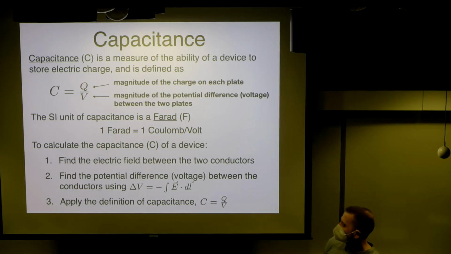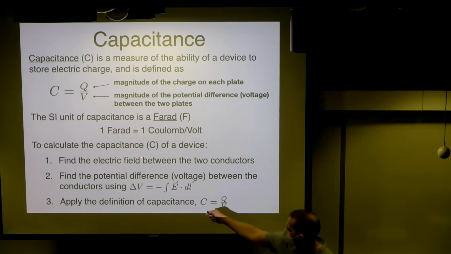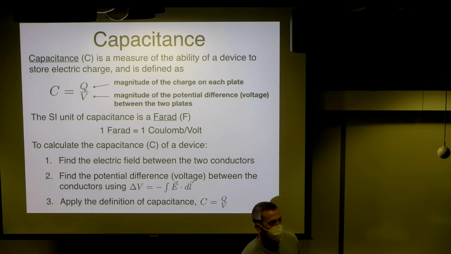Then the second thing is we're going to calculate the potential difference. That is the voltage between our two conductors, because we learned about how to do that in the last chapter. Delta V is equal to minus the integral of E dot dl. Okay, so I figured out the E field. I integrate over that to figure out the voltage.